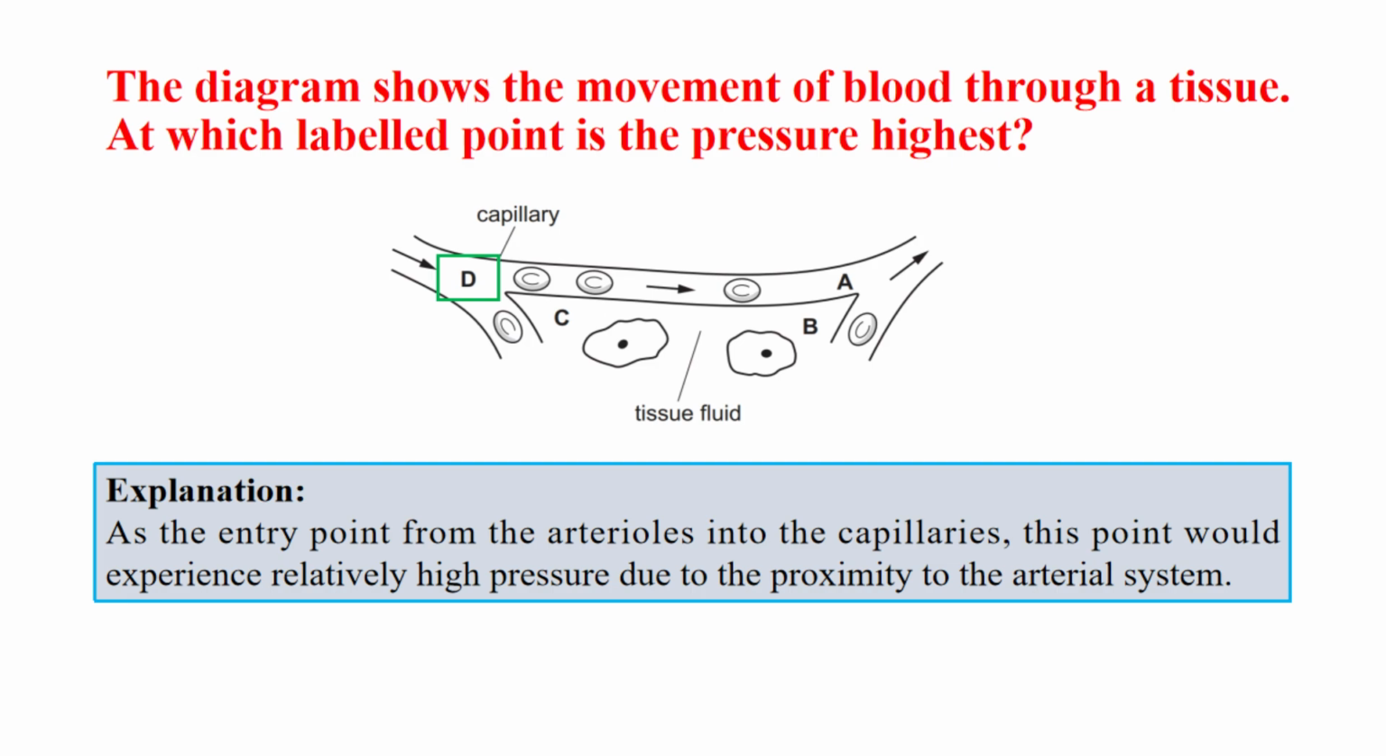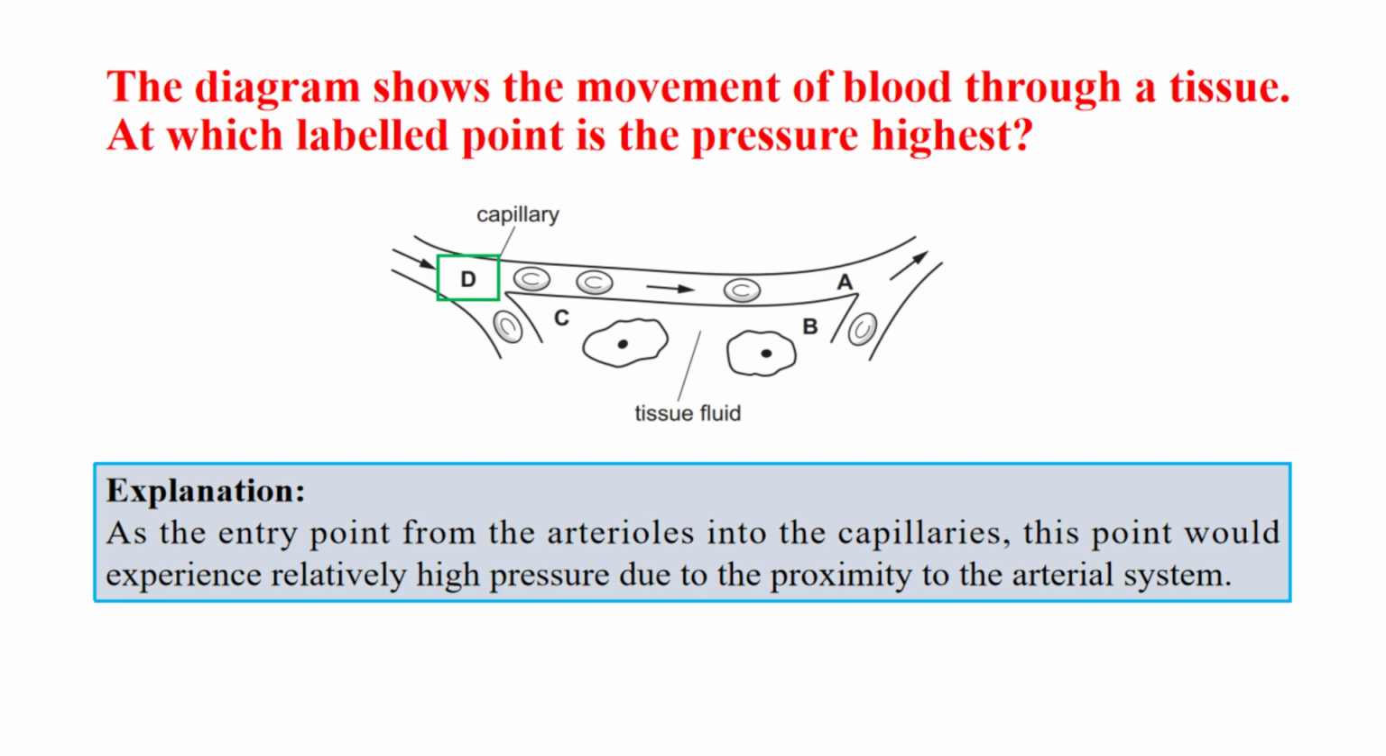Option D, point D is where blood enters the capillary network from the arterioles. Since this point is closest to the arterial system, it experiences the highest pressure due to the proximity to the heart and the high-pressure arteries. Option C and Option B, these points are within the tissue fluid.